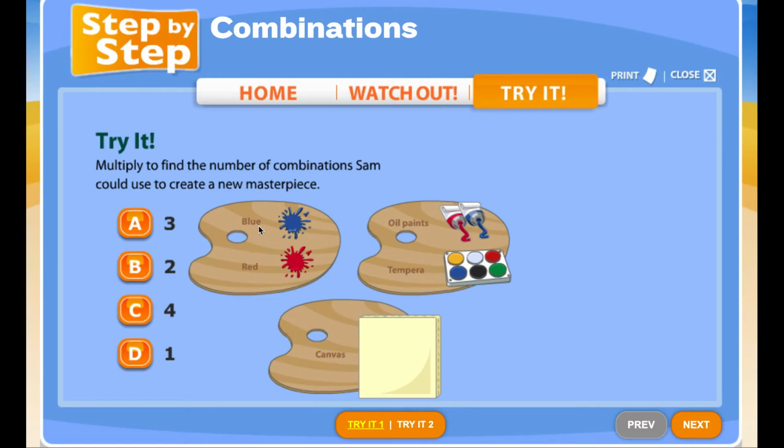So we would do 2 times 2 times 1. Well, 2 times 2 is 4, and then 4 times 1 is still 4. So our answer has to be C, 4. Yes, Sam has 4 combinations: blue oil on canvas, red oil on canvas, blue tempera on canvas, or red tempera on canvas.